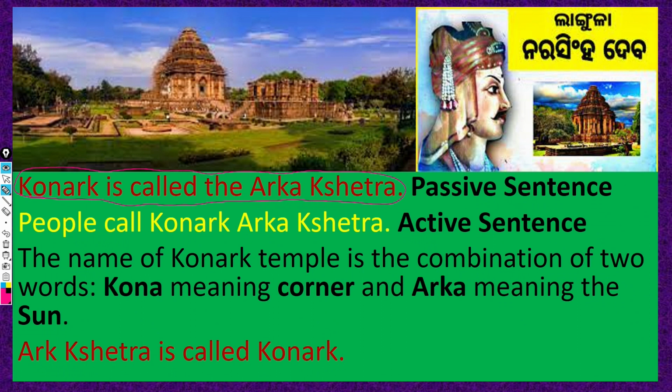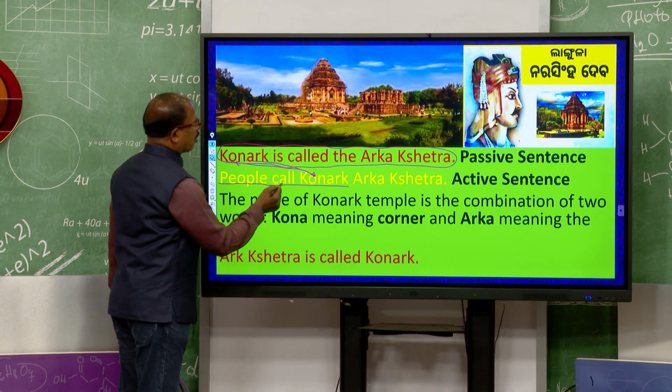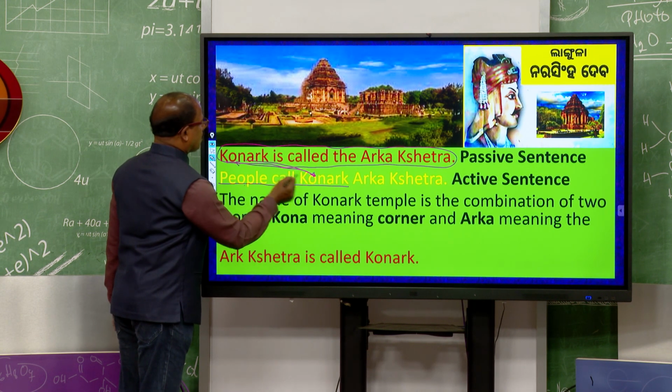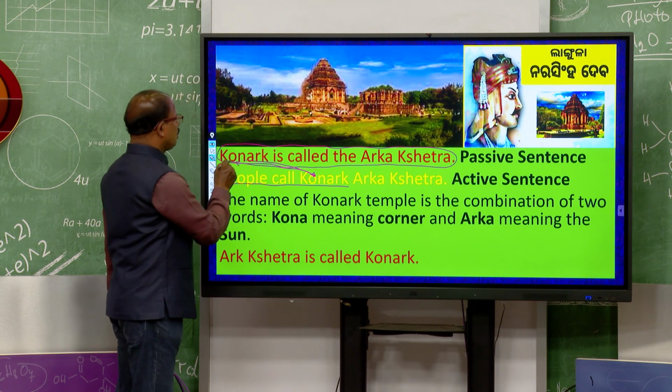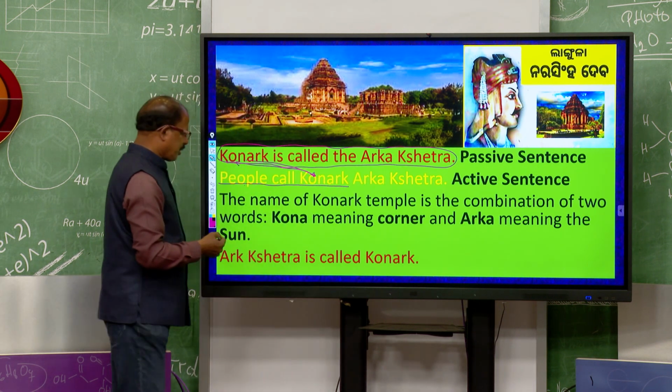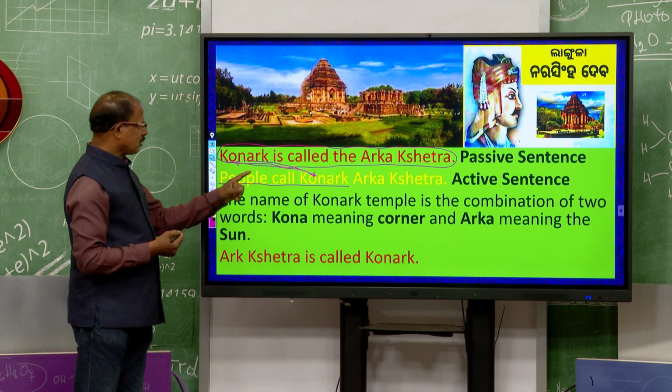So, the active is: people call Konark. Konark is the object, people is the subject. Now, in the first sentence Konark becomes the subject. So, the object becomes the subject and the sentence is a passive sentence. So, why is this Arkakshetra?